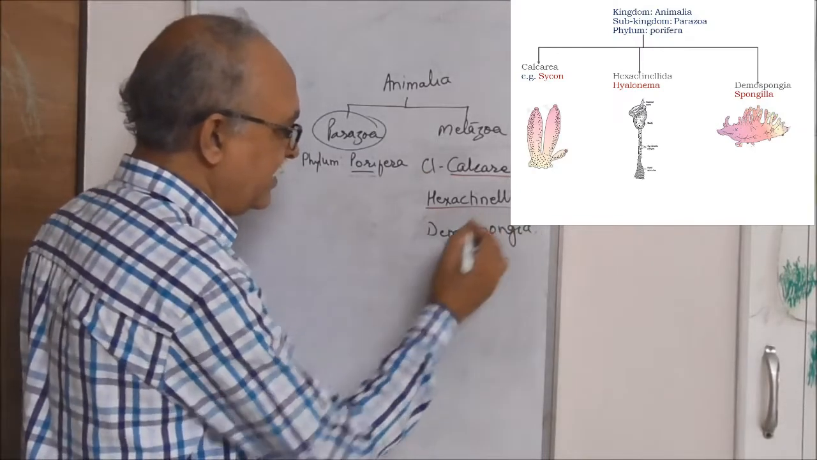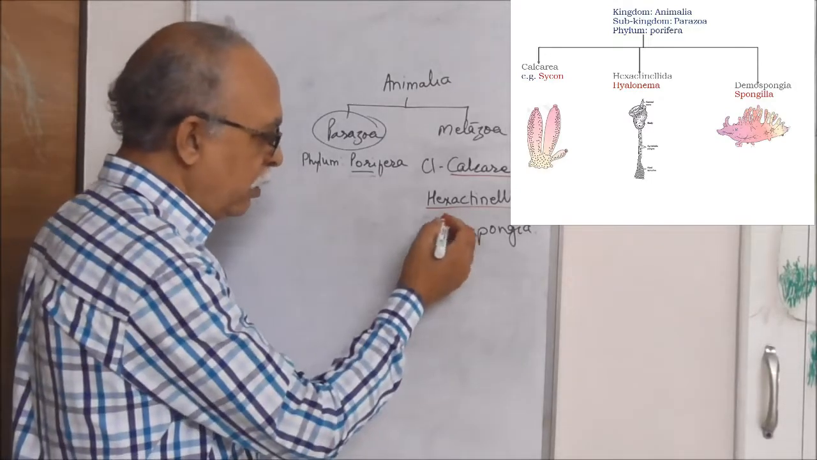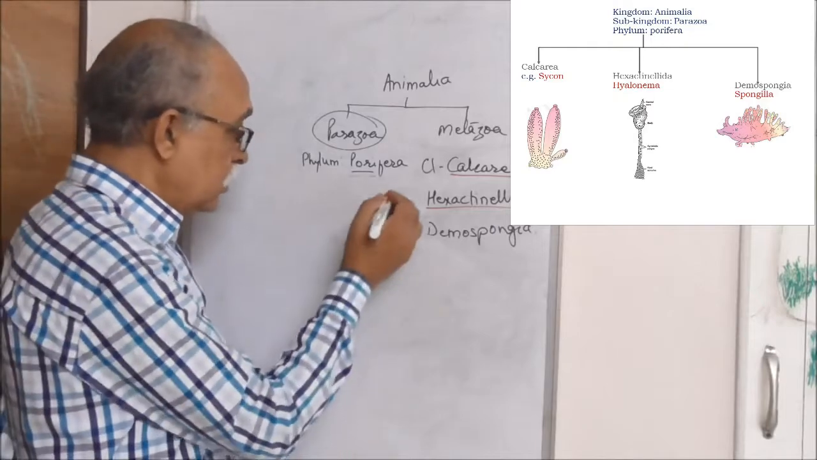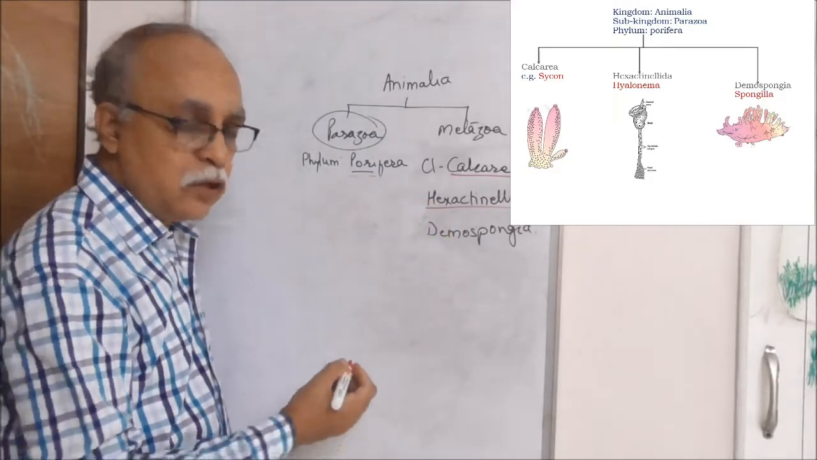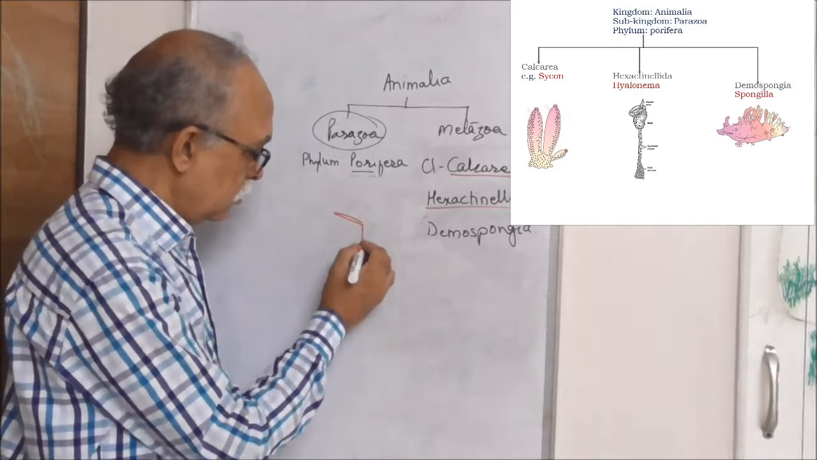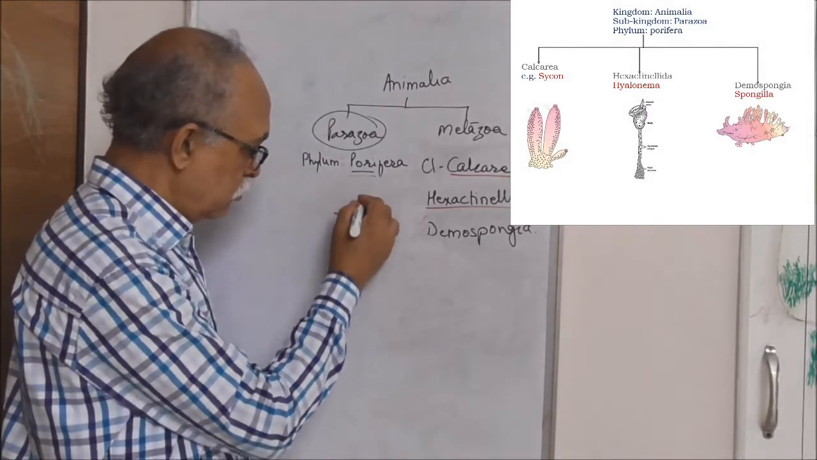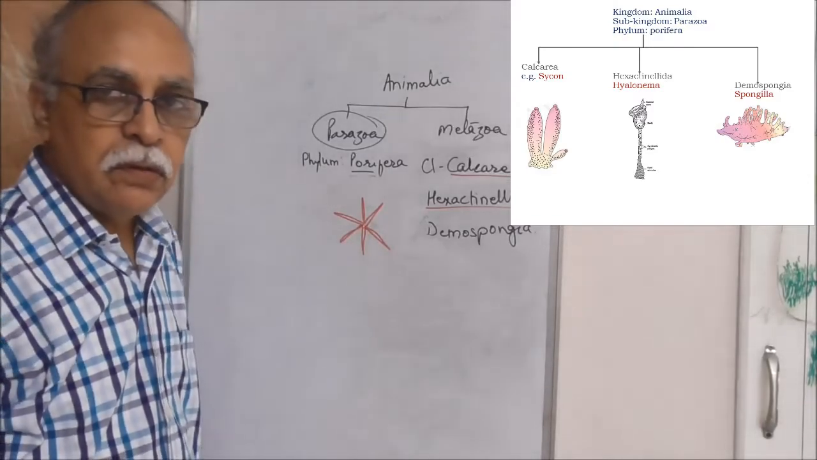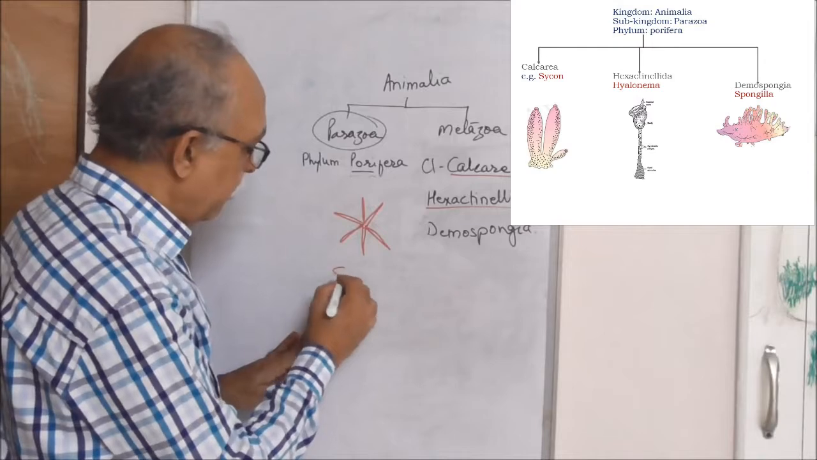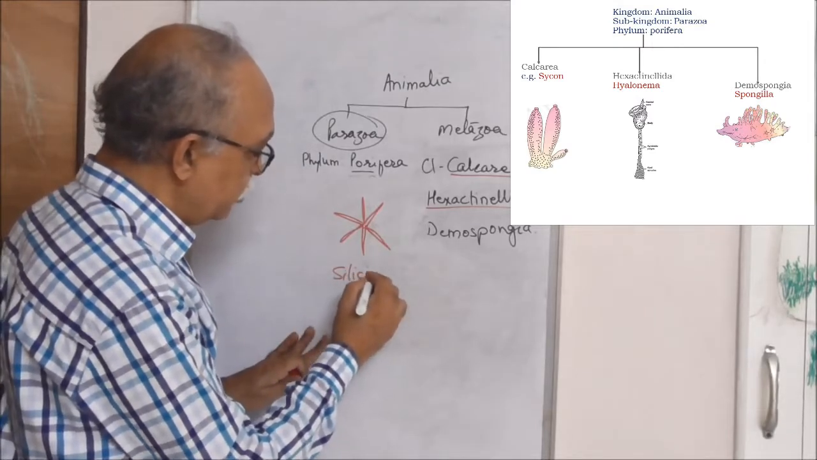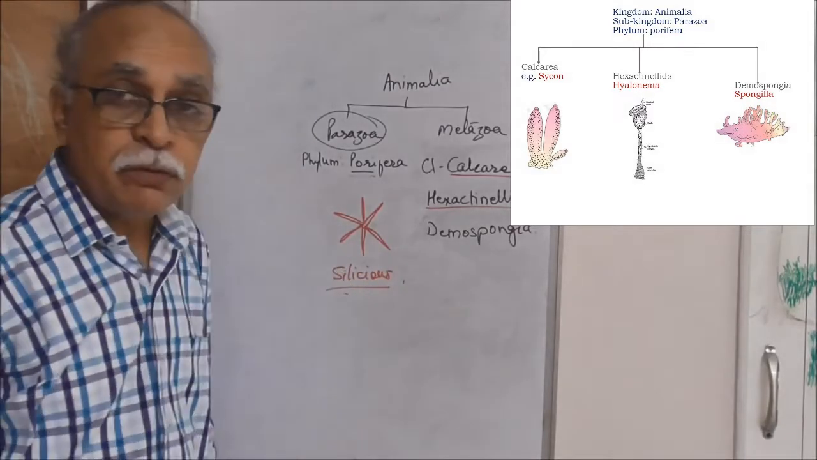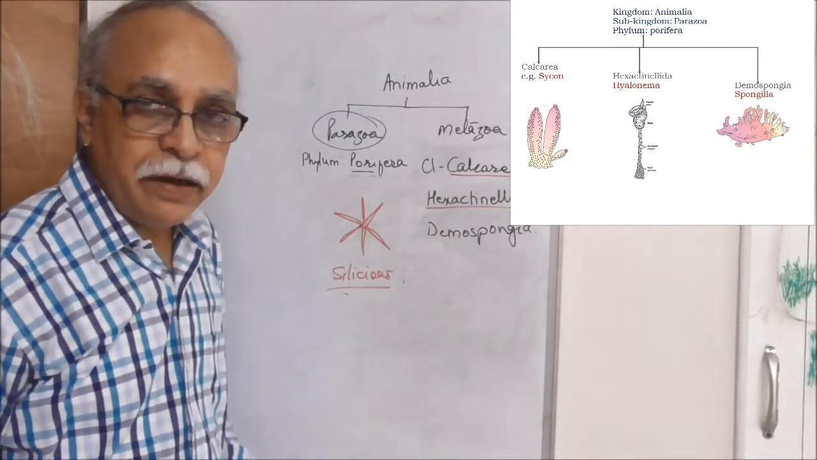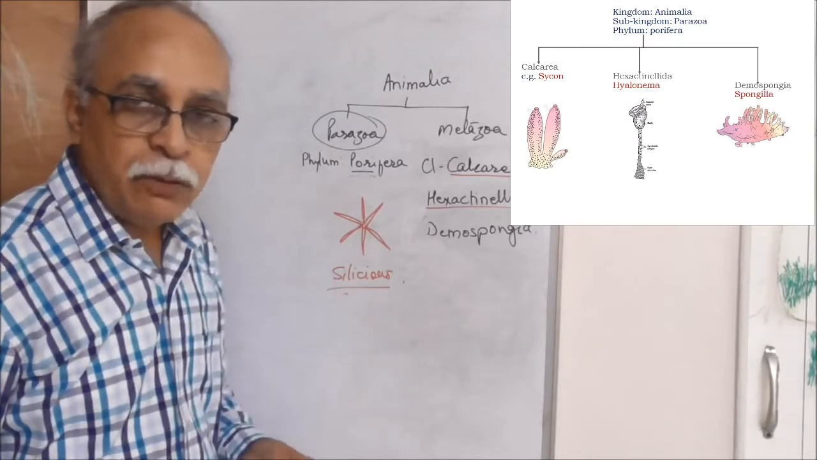Then we will talk about Hexactinellida. As you must be knowing, hexa means 6. That means the spicules are hexaxon spicules. This is a hexaxon spicule. And further, these are made up of silicon salts, so siliceous hexaxon spicules, you can say. That's a characteristic feature of Hexactinellida. Siliceous hexaxon spicules are there.